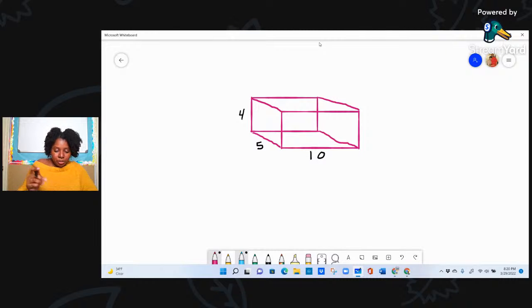All right. So tell me what you do know. The volume formula is what? A lot of you know this one because you learned it in 5th grade. Volume formula. Go, go, go. Length times width times height.